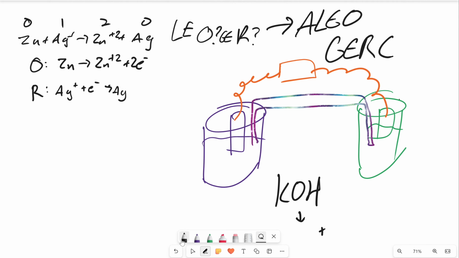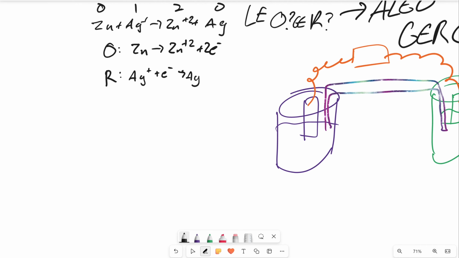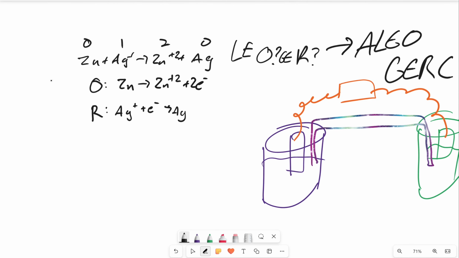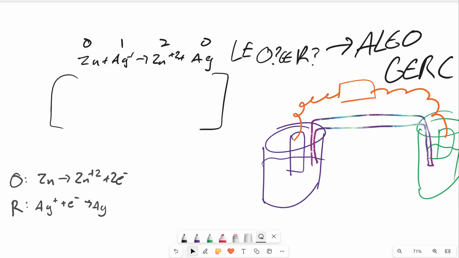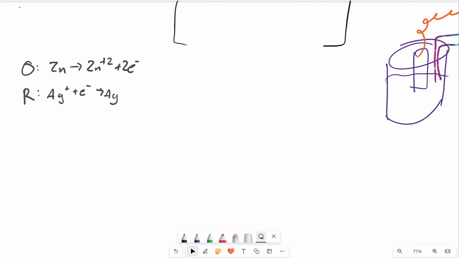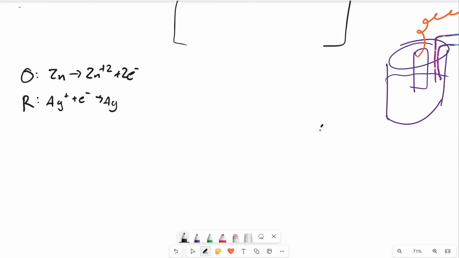Next, we have our battery drawn. Now we have to figure out if it is galvanic or electrolytic. Remember, galvanic and voltaic mean the same thing. Luckily we have our half equations already right here, so we kind of lucked out. We already did most of the work for ourselves. We just move this guy a little further this way.